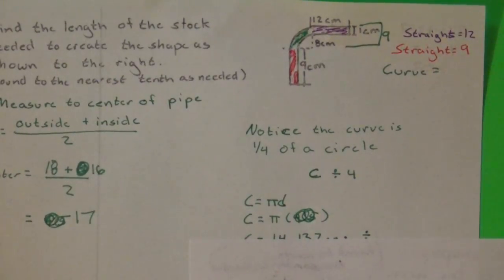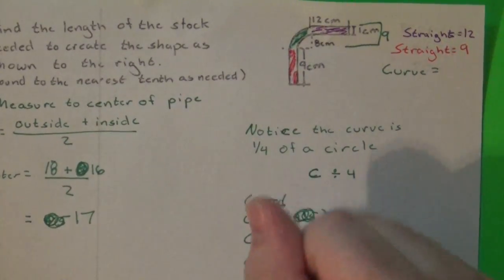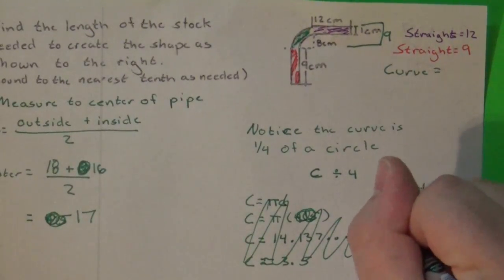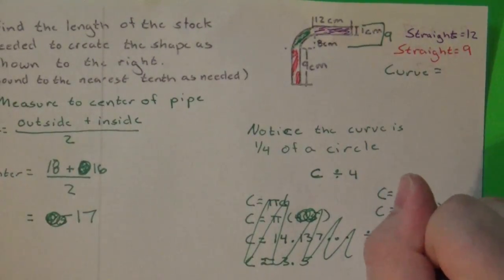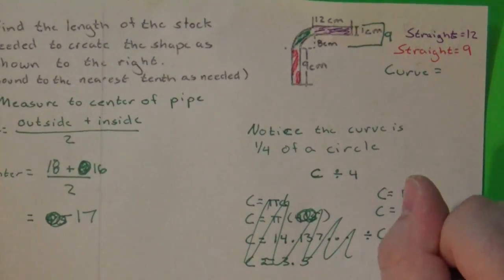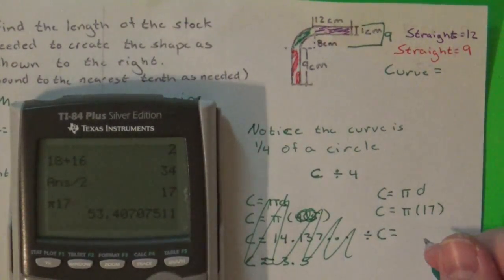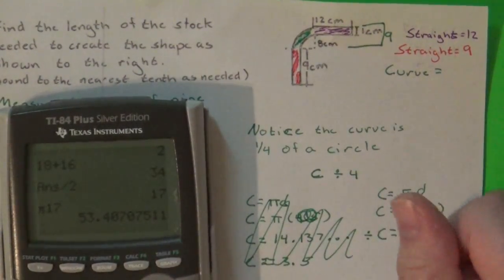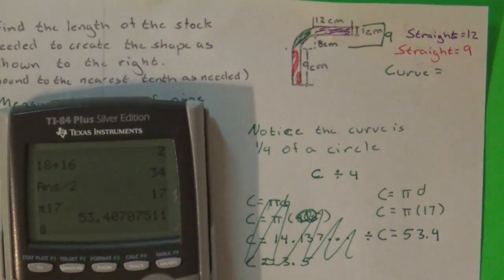This is what happens when you are thinking with half a brain. So this should be, matter of fact, I'm going to scratch this out and write over here. C is equal to pi times D. C is equal to pi times 17. So my circumference is approximately, according to my calculator, and I'll show it to you, 53 point blah blah blah. But the problem told me to round to the nearest tenth as needed. So I'm going to say it's about 53.4. Okay.